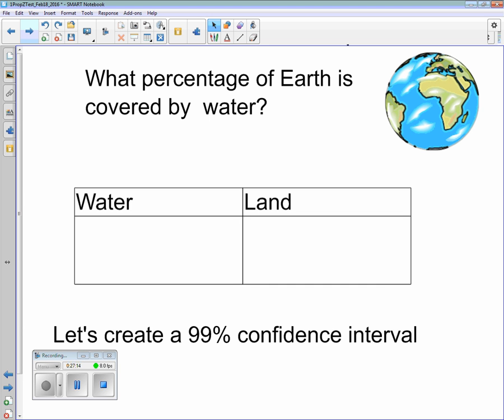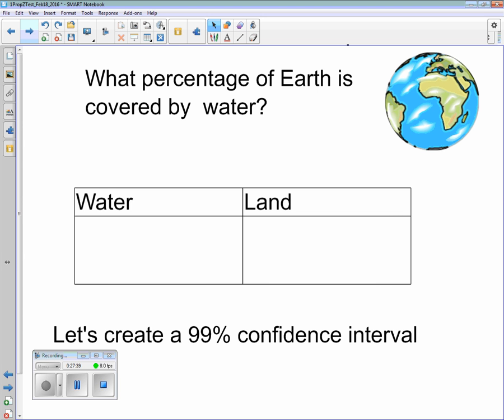We're going to estimate the percentage of Earth that's covered by water. Okay? And we're going to create an interval to try to capture that true proportion of water. Now, I have a little inflatable globe here, and it's probably not as accurate as one might think, but it's not too bad. It was made in 2008, so it's a little old, but it's fine.